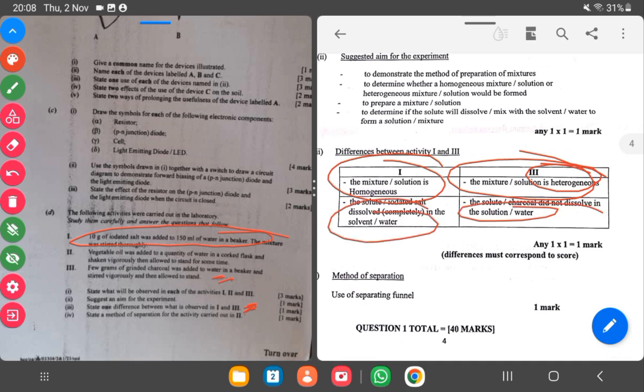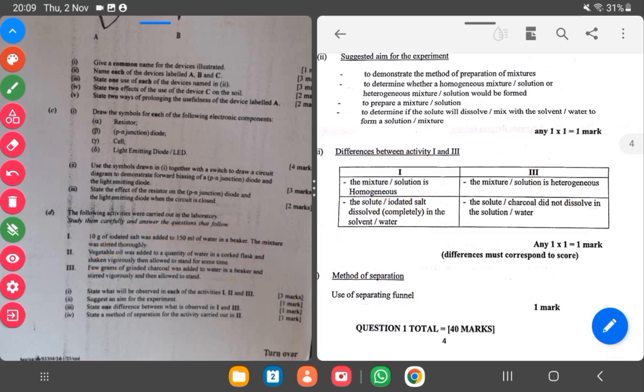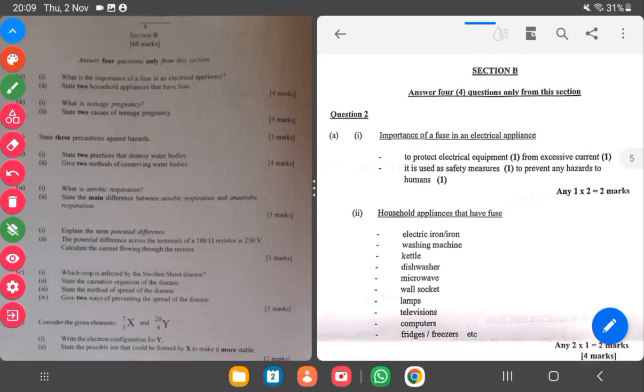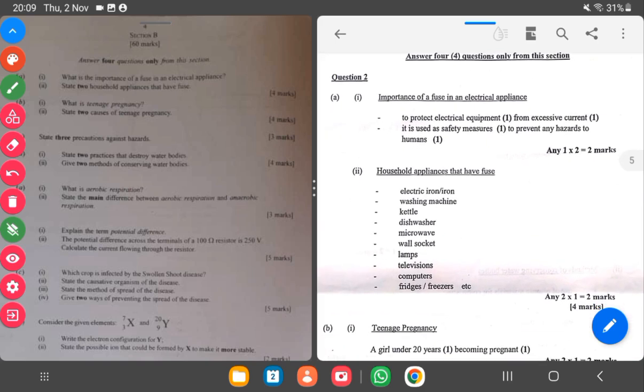The method used to separate the vegetable oil added to the water is the use of the separation funnel, or the separating funnel. So we move to section B. So electrical energy, if you're following this channel, is a topic I always mention. You should always expect it in the WAEC exam.